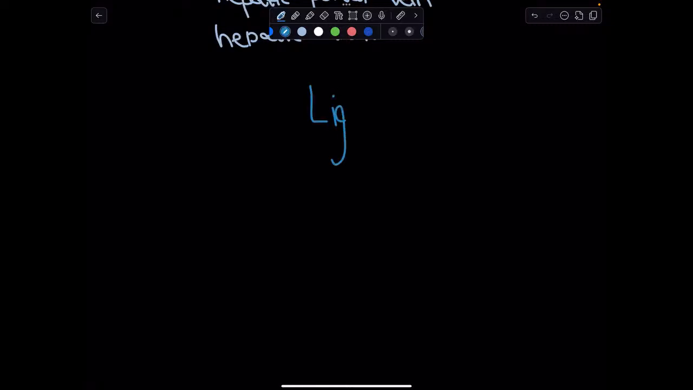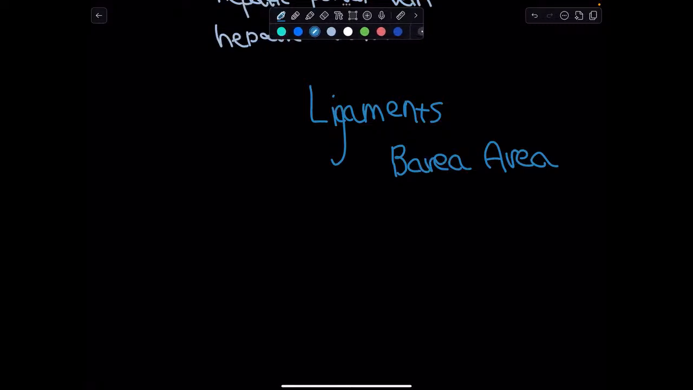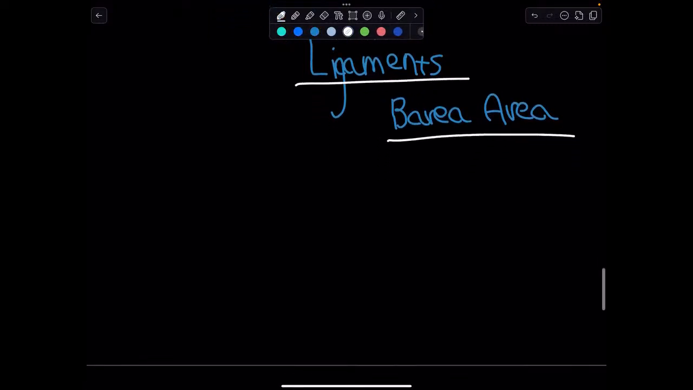So let's talk a bit about the ligaments and the bare area. What's the bare area in the liver? Sure, the bare area of the liver is a section on the posterior side where the liver is in direct contact with the diaphragm without any peritoneal covering. Ligaments like the coronary and triangular ligaments help define this area. It's important because it provides a route for infections or tumors to spread between the liver and diaphragm.